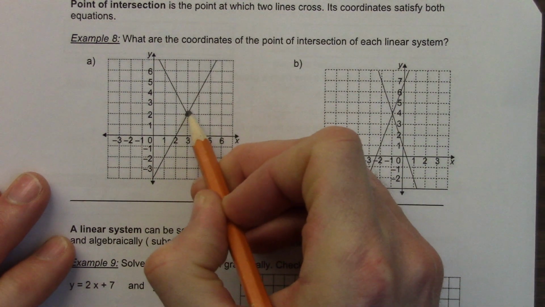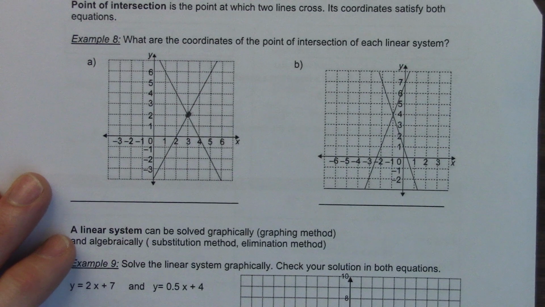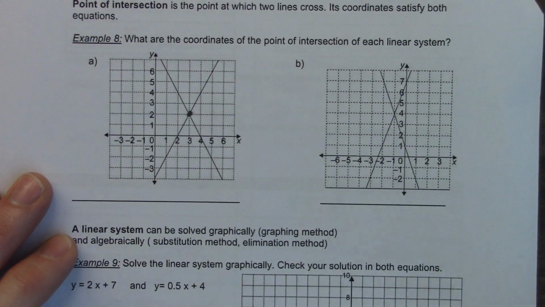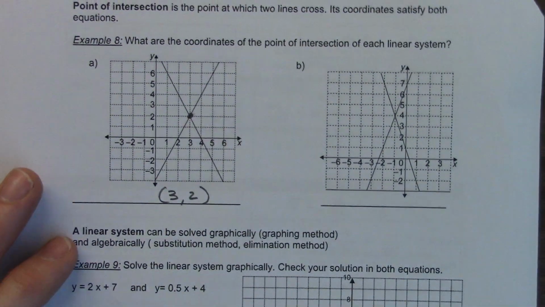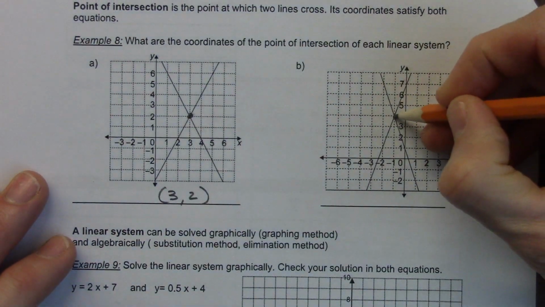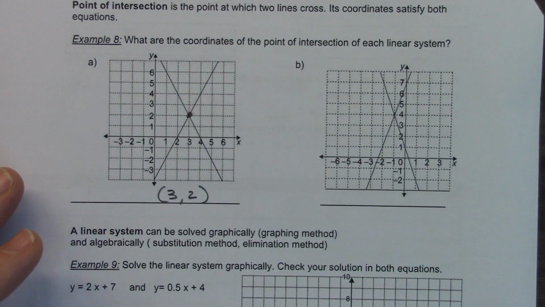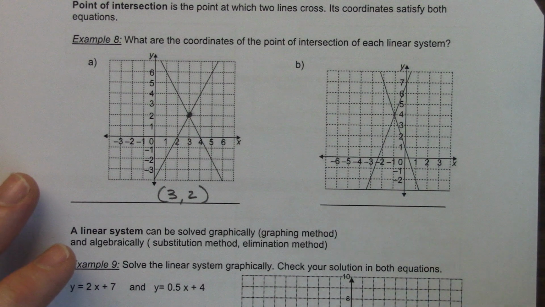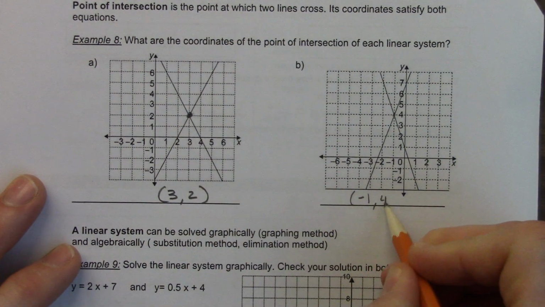This is really easy to do. What's that point, Douglas? 3 and 2. Excellent. 3 and 2. Okay, you put them in brackets. Josiah, what's that point? -1, yeah, and 4. Good.